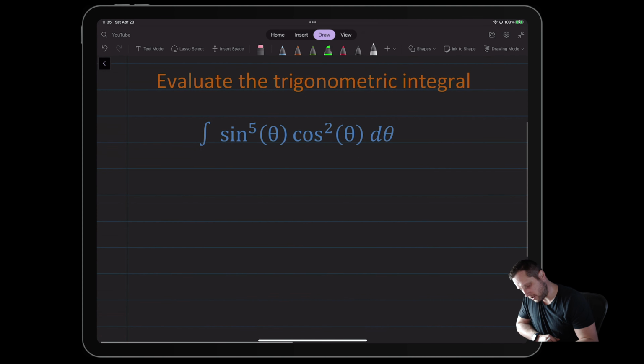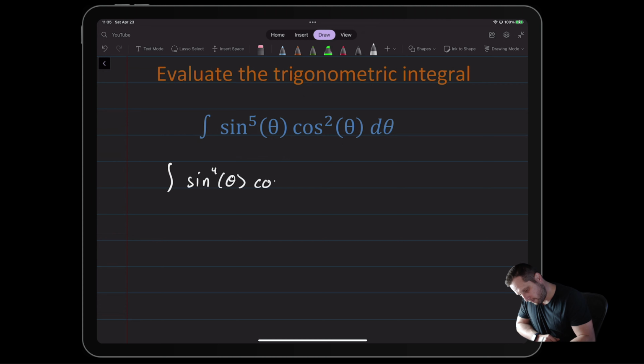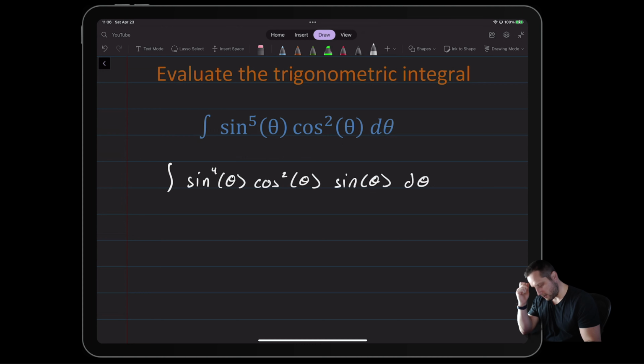Well, you want to break apart this sine to the fifth power and then use a trig identity to convert it to cosine. So this is going to be sine to the fourth theta cosine squared of theta sine theta d theta. Now you'll see why in a second, why we're choosing to do this.